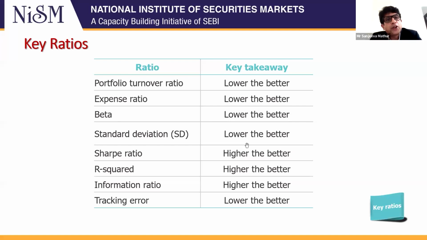You have portfolio turnover ratio, you have an expense ratio, you have the beta, you have the standard deviation, you have the Sharpe ratio, you have R squared, information ratio, tracking ratio. Sanjay, there are so many things mentioned in the fact sheet. How the hell will I understand? Just to simplify for everyone, I mentioned lower the better. Why? I'll come to that.